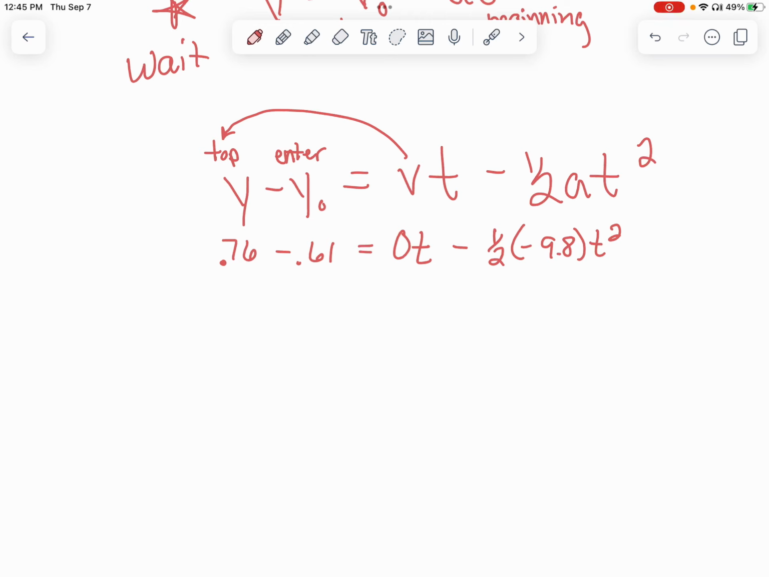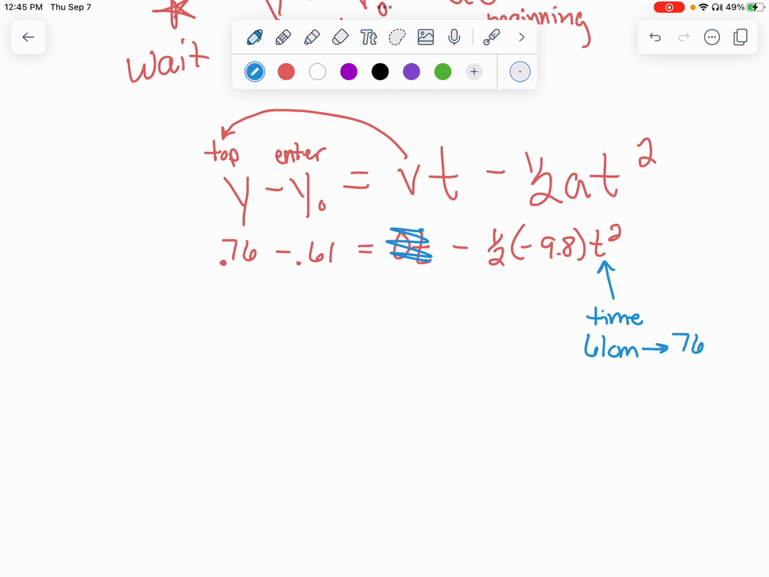I'm going to say that again. I had to take a moment and just gather my thoughts. This t right here that we're solving for, well, first of all, this is 0, right? This t is the time, labels are so important, at least for me, 61 centimeters to 76 centimeters. That will solve for that time because those are the distances that I'm using and it's the velocity that corresponds. This one corresponds to that one.